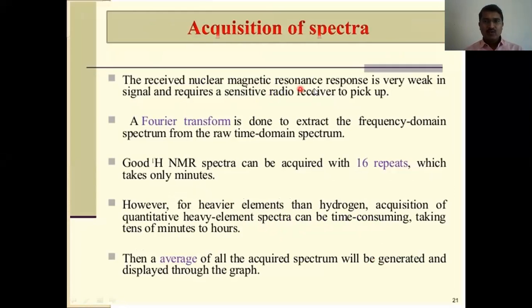The received nuclear magnetic resonance responses are very weak in signal and require a sensitive radio receiver to pick up. A Fourier transform is done to extract the frequency domain spectrum from the raw time domain spectrum. A good H1 NMR spectrum can be acquired with 16 repeats, which takes only minutes. However, for elements heavier than hydrogen, acquisition of quantitative heavy element spectra can be time consuming, taking tens of minutes to hours. Then an average of all the acquired spectra will be generated and displayed through the graph.